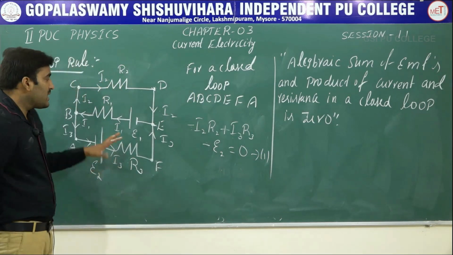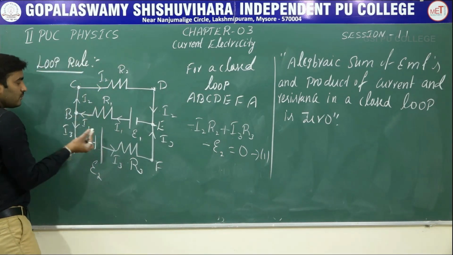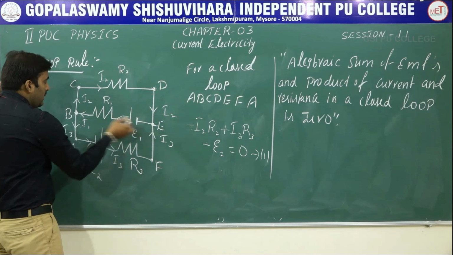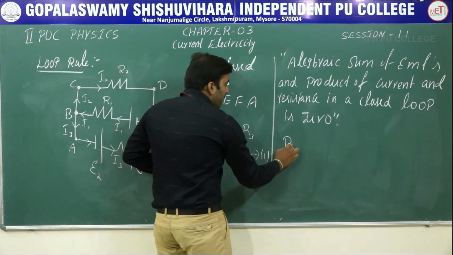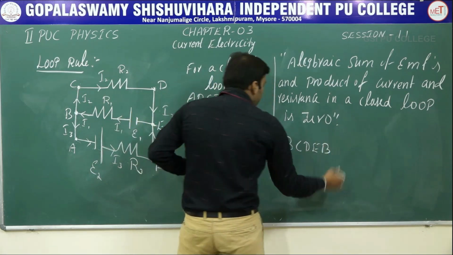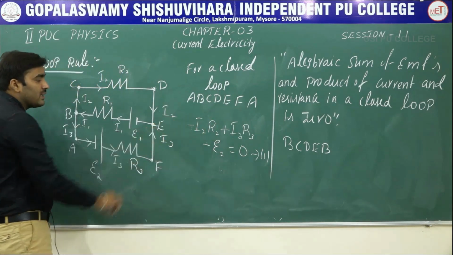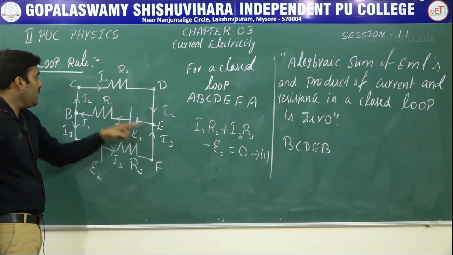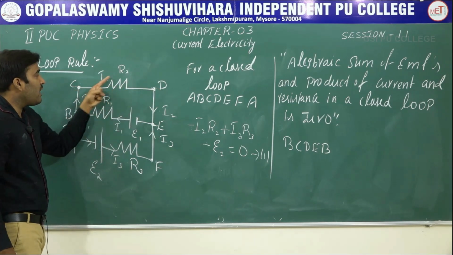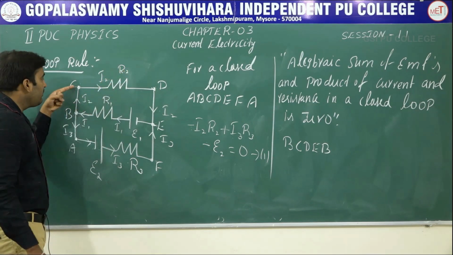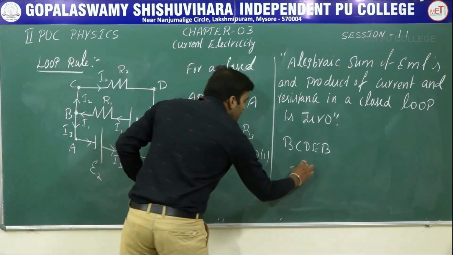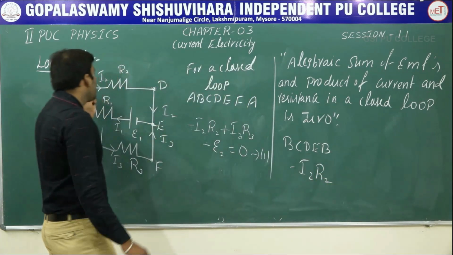Let me apply the same loop rule for another closed loop here. Let us consider this case: B, C, D, E, B. So let me apply for that particular loop. From B to C, no resistors. Now from C to D, we have a resistor R2 and current flowing is I2, and we are moving in the same direction as current. Therefore, the product of current and resistance is taken as negative. So minus I2 R2.